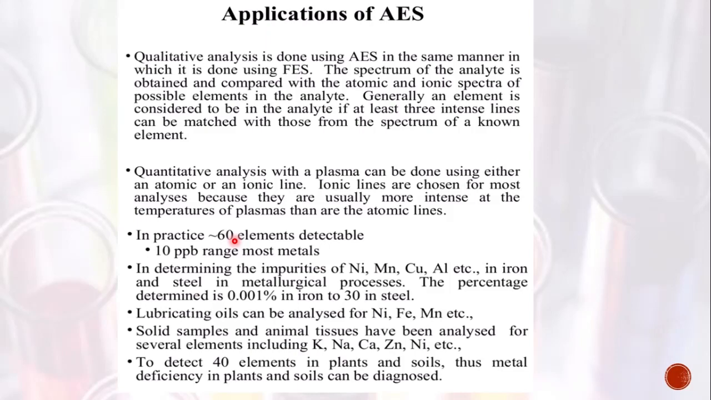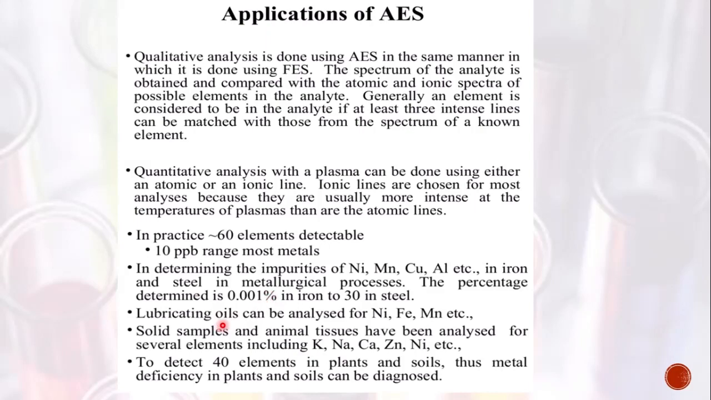And this can also be applied in determining the impurities of things like copper, aluminium in iron and steel in metallurgical processes, so that the percentage that is determined is 0.001% in iron to 30 in steel. So sometimes when you are making these particular structures, you would need to determine what is the percentage of iron in steel, and we can also determine whether we have any other impurities in that particular structure.